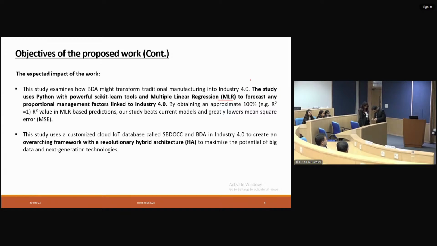This study uses a customized cloud IoT-based database called SBDOCC. It is actually a database management system by cloud computing, which is enhanced by the upper layer of satellite communication, and BDA in Industry 4.0 to create an overarching framework with a revolutionary hybrid architecture to maximize the potential of big data and next generation technologies.